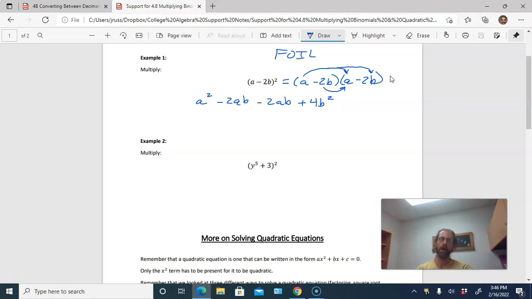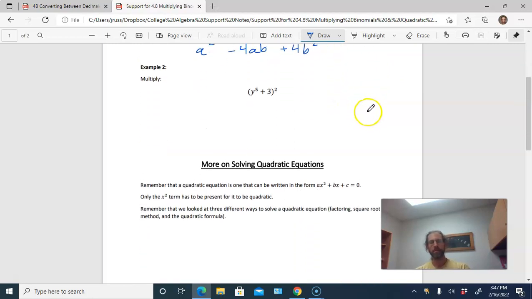And so now that we've done the multiplication, this is where we look for like terms. And lots of times, guys, it's these two in the middle. These are like terms. They both have one factor of a and one factor of b. So if we combine them, negative 2 minus 2 is actually negative 4. We get negative 4ab, and then finally plus 4b squared. So we end up getting a trinomial for our result.